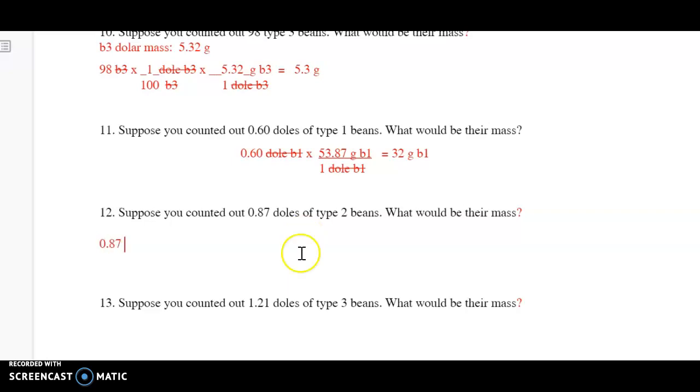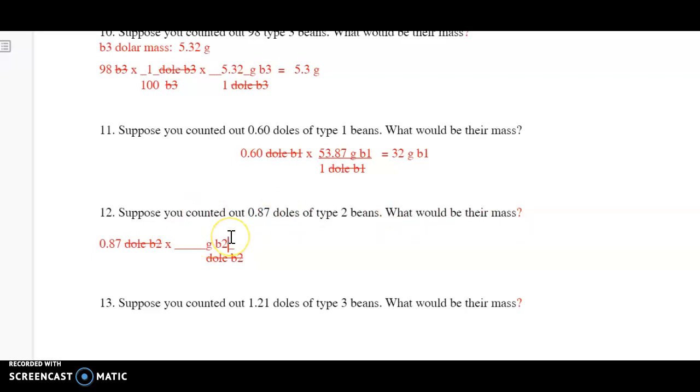So I write the given information, 0.87 doles of bean 2. And again, that's given right in the problem here. Okay? And I'm asked what their mass would be. So I'm going to set up a conversion ratio. And again, when you're doing a conversion ratio, you always want to put the given information down here so it'll cancel. So doles of bean 2. And again, I'll cancel that out with doles of bean 2 in the numerator. Right? And it's asking me what would be their mass. Well, the mass is grams of bean 2.